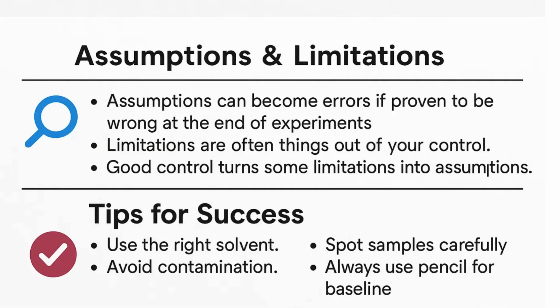Remember, some things can be assumptions or limitations. Depending on how well you control the experiment, if you take precautions, some limitations become assumptions, but if an assumption is wrong, it turns into a source of error. Limitations are usually things you cannot easily control.